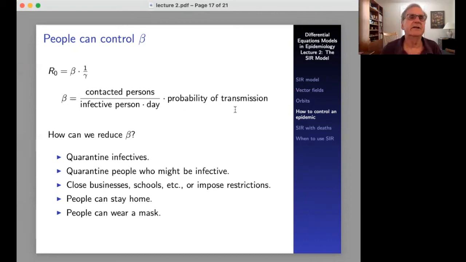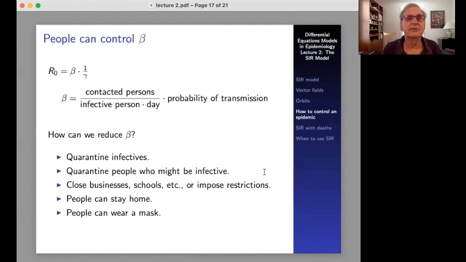So what steps can be taken to reduce beta? One is to quarantine infectives. Just make them stay home. Then they're going to contact fewer people in a day. They'll contact the people taking care of them, but that will be fewer people. Another thing we could do is quarantine people who might be infective. With a lot of diseases, when you contract it, it takes a little while before you come down with symptoms and you know you're infected, and before you know you're infective. So you might want to take people who have been in contact with infected people and just quarantine them on the chance that they might become infective.